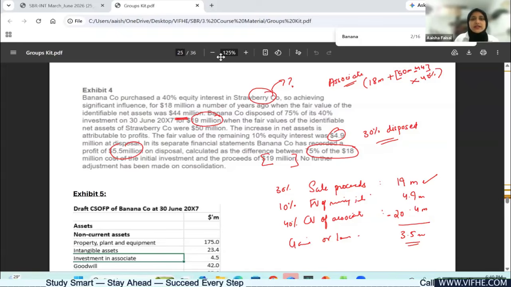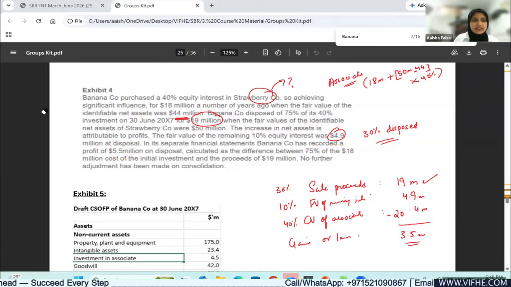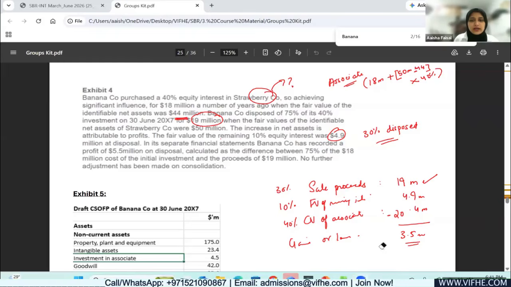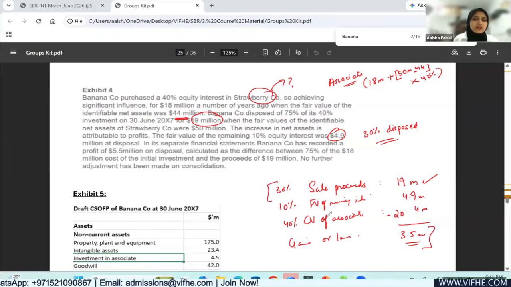I'll repeat. In the single entity statement, they did a very simple comparison. Did you understand the formula that I've put up right now first? The sale proceeds, 10% of the shares, 40% associate. Yes, this you understood. So you are understanding that this is actually the gain on disposal that will sit in my consolidated statement of financial position. Why? Because in my consolidated statement, I will be doing equity accounting, and equity accounting means the associate's value will be this as per equity accounting. You just saw here, right?